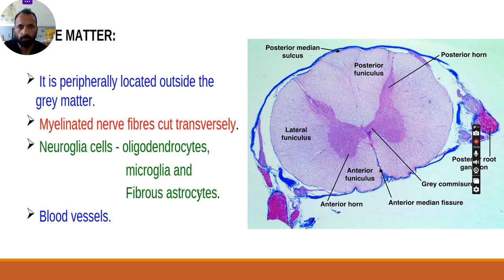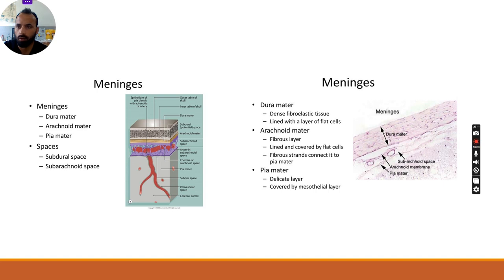So neuroglia cells that you find mostly in the spinal cord are oligodendrocytes, microglia, and fibrous astrocytes, besides the blood vessels that will be supplying it also. Then the outer coverings that we have discussed: three coverings will be there besides the bones, dura mater, arachnoid, and the pia mater. The outermost is the dura, called the hard matter. Arachnoid is the web-like structure. Pia mater is called the softer matter. Then there are spaces: the subdural space under the dura mater, and under the arachnoid matter, the subarachnoid space.